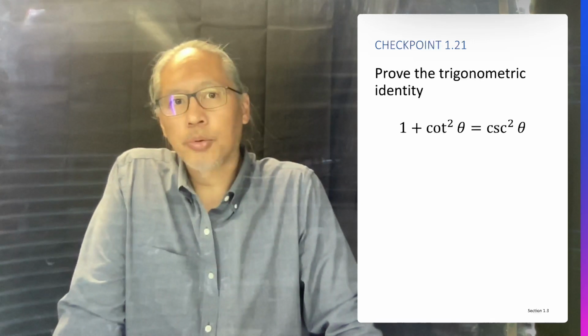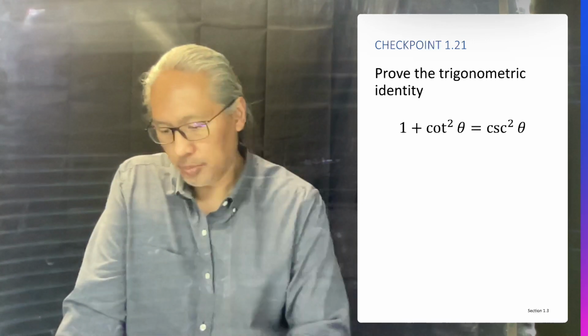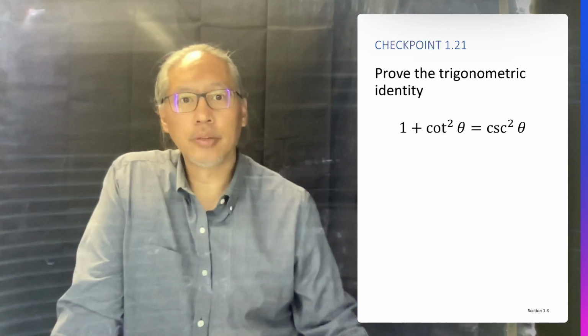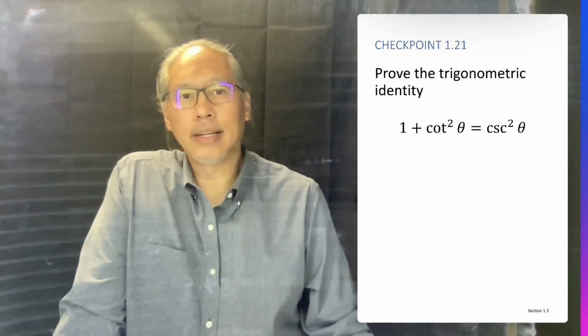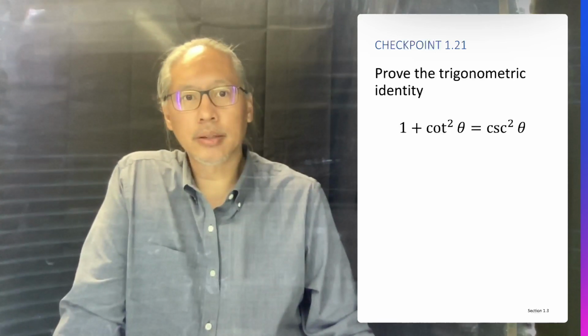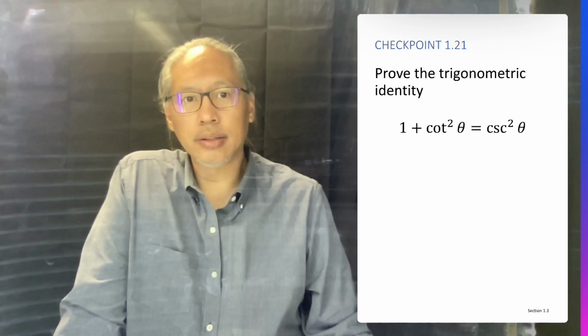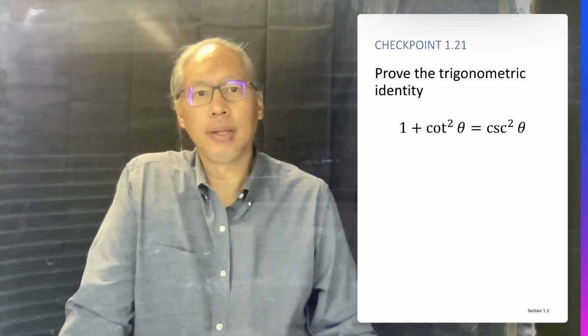Hello, this is checkpoint 1.21 from section 1.3. They want us to prove this trigonometric identity: 1 plus cotangent squared theta is equal to cosecant squared theta.